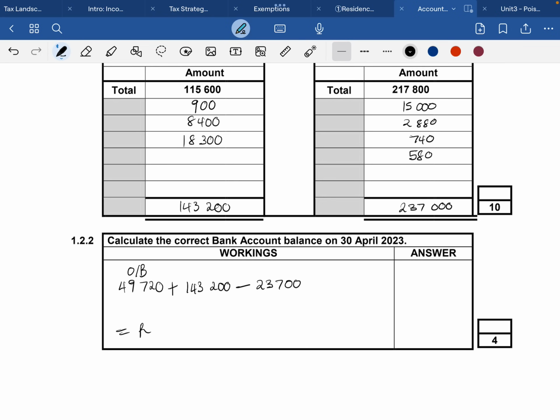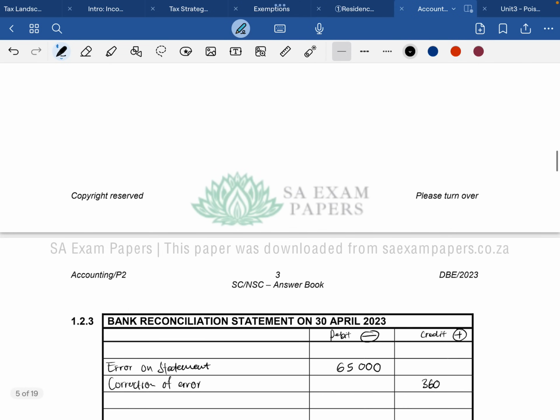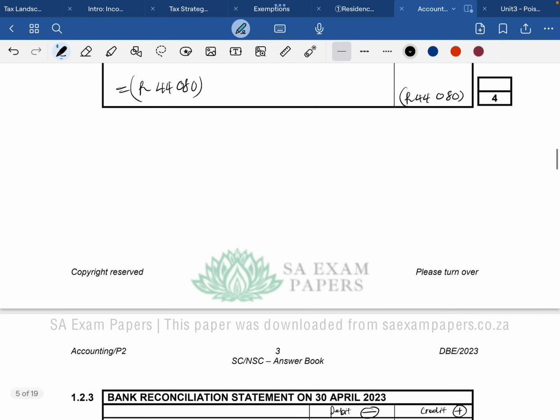Then we have a negative balance of 44,080. Right? So it's a negative balance of 44,080 there. Right. So now when you're doing your bank reconciliation statement, such that you do not forget anything, start with the balance as per bank account, the one that you've just calculated there. So it's a negative balance.